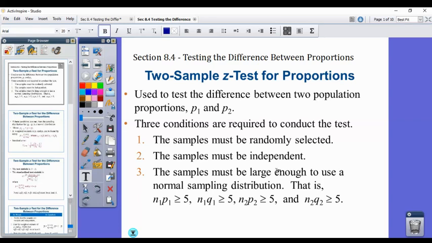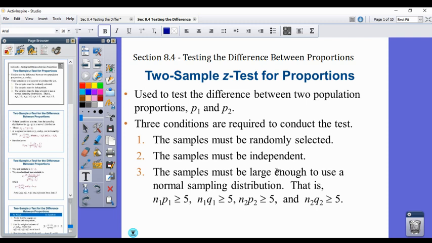Okay, so this video is for section 8.4, and we are going to be testing the difference between population proportions of samples. We are going to use this to test our difference between P1 and P2. So we have a couple of conditions. The first one is that the samples have to be randomly selected, the samples have to be independent, and then you have to make sure that the sample is large enough to use our normal distribution.